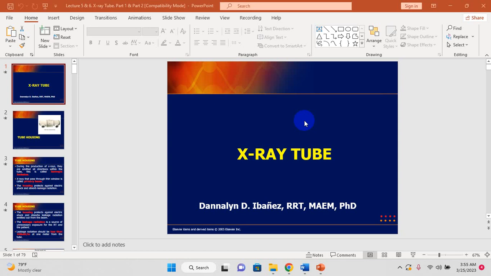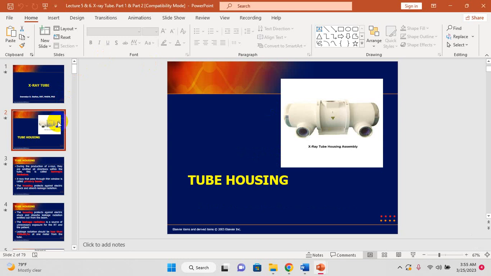Good day, class. Now we are going to discuss what an X-ray tube is. Usually, the X-ray tube is the part of the X-ray imaging system that is not visible to the radiologic technologist because it is housed by the X-ray tube housing.